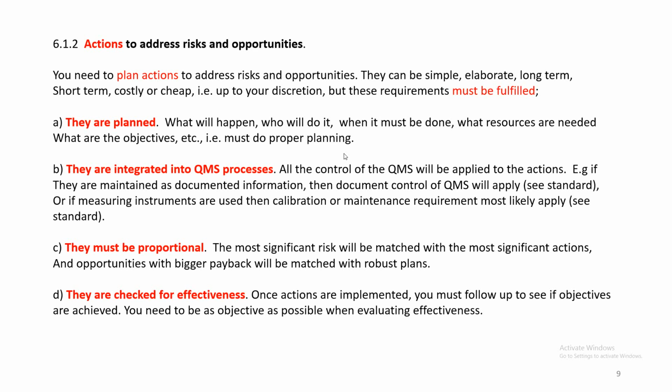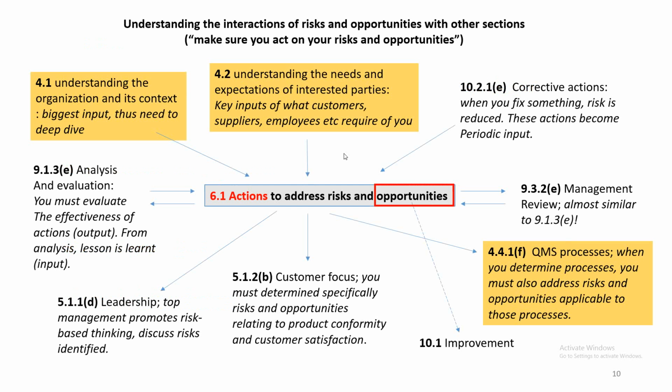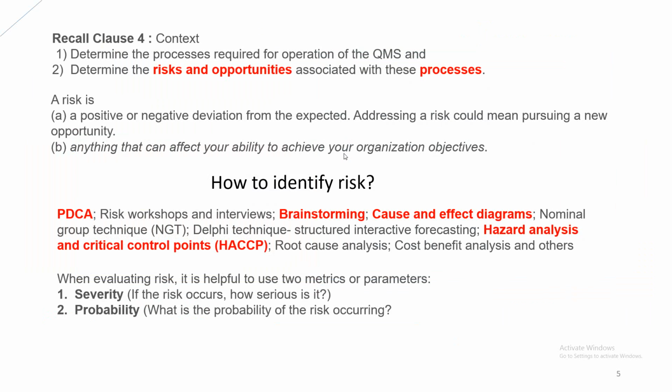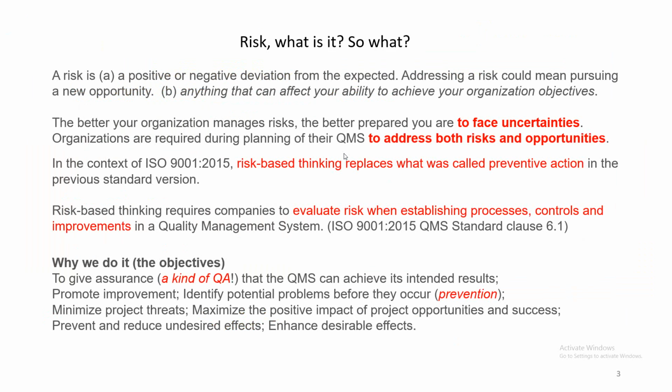Alright, so I think that is sufficient for now, because all we need to do is to get you exposed to risks and opportunities, because this is new for the quality management system. It was never mentioned in the previous 2008 version. For 2015, you have to do risk and opportunity analysis, and believe me, it is very good for your organization, because it gives assurance. It's a kind of quality assurance that your QMS achieved the intended results. And by studying the risks and opportunities, it promotes improvement.